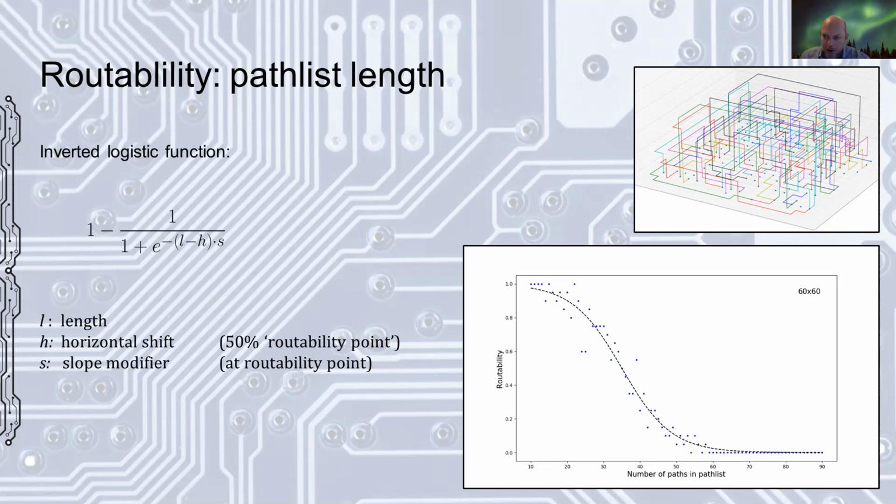Now, what is the routability point? We need this point because we need some point to define the entire graph. It is the point where about 50% of the path lists of a certain length are routable. So for a 60 by 60 mesh containing 35 paths with random terminals, the chances are about 50% that your list is routable, that it contains a solution.